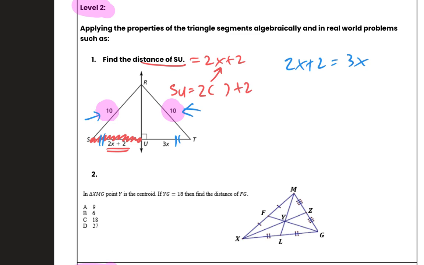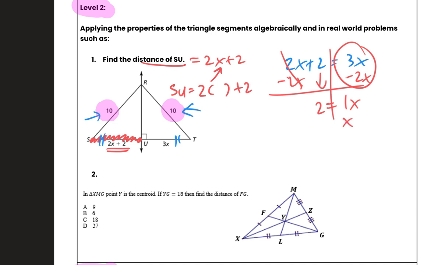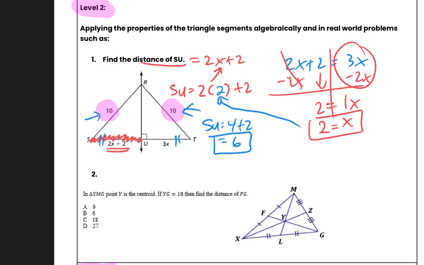Hopefully you said we're going to subtract the 2x. We're going to do the opposite of 2x, so negative 2x. Going to bring down the 2. And then 3 minus 2 gives us 1x, which is the same thing as just x. So x equals 2. Now I'm going to substitute that right over here. So SU equals 2 times 2 is 4 plus 2, which is equal to 6. So SU equals 6.